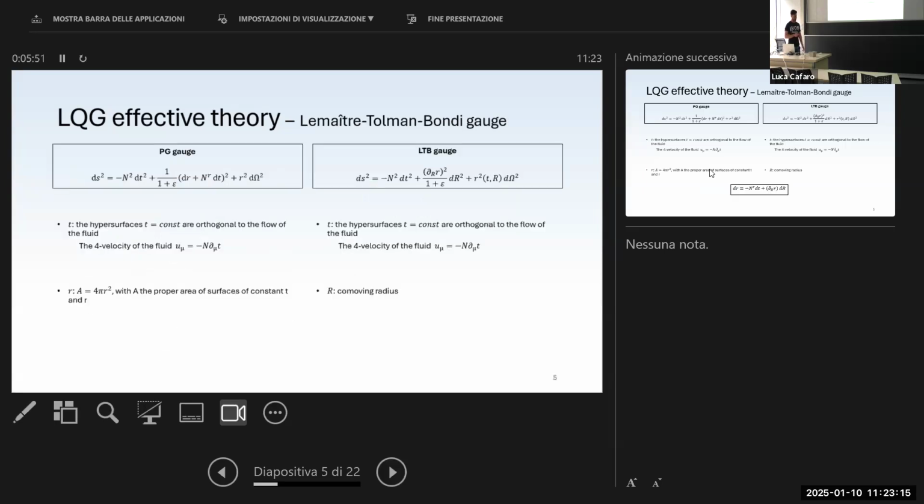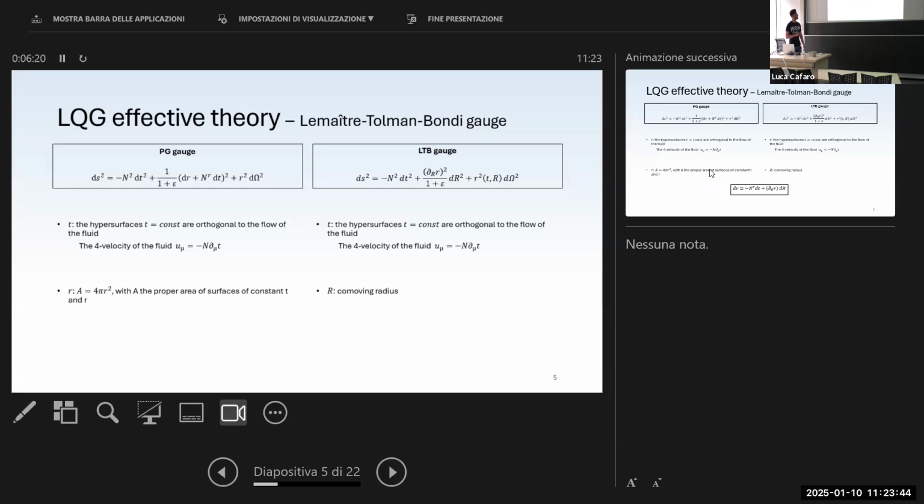So it is better to change coordinates into this so-called Lemaitre-Bondi gauge, which we'll call LTB for short. Here I stressed the main differences. So you see the time variable is the same, and you can think of this t. So the surfaces of t equal constant are orthogonal to the flow of the fluid, or if you want this four-velocity is proportional to dt. In the dust, this will be the co-moving time.